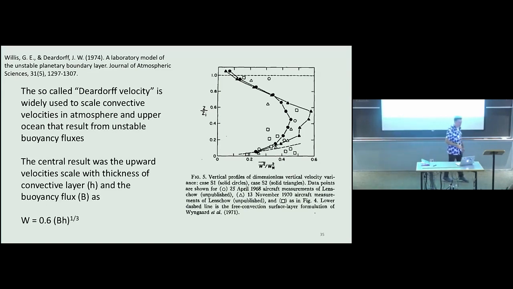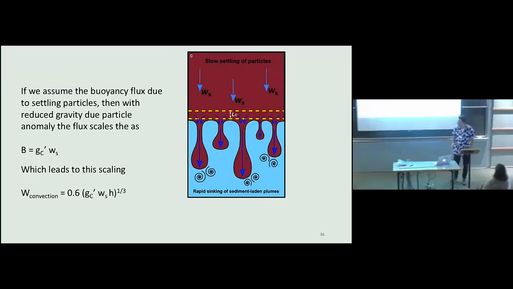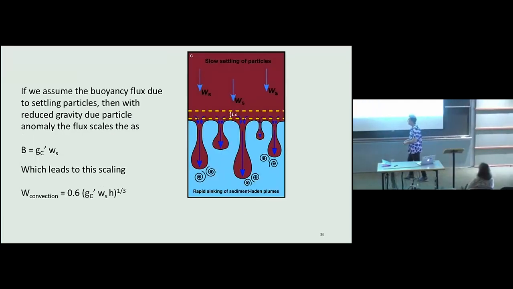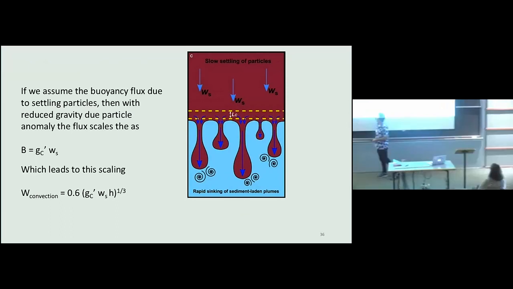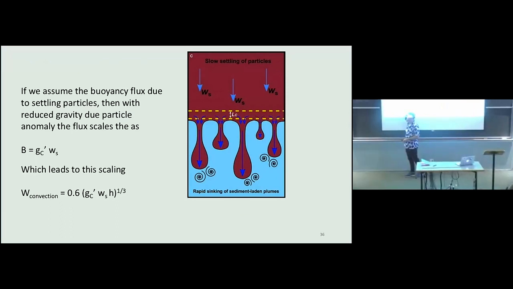So how do we compare this to the lab experiments? The assumption we might make is that the buoyancy flux is driven by the flux of the density anomaly across, so it depends upon the settling velocity and the reduced gravity. If we plug that in here, we get another relationship: G prime to the 1/3, settling velocity to the 1/3, H to the 1/3.